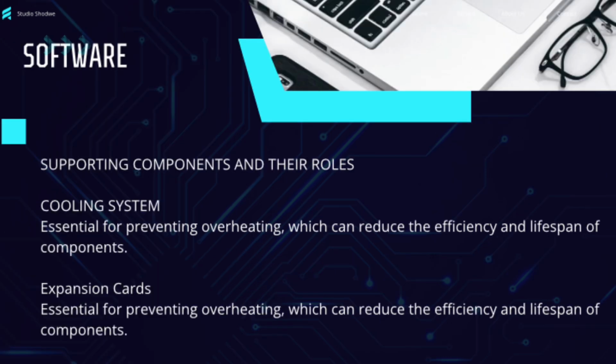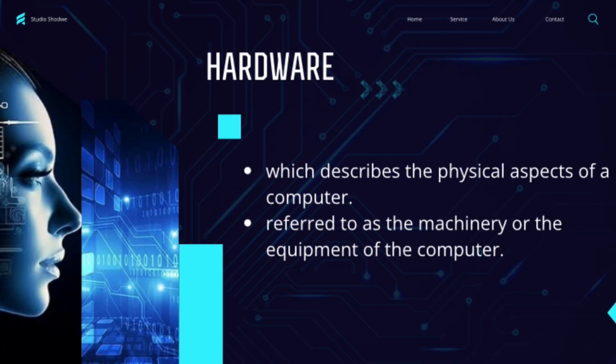Software also has supporting components, which are the cooling system and expansion cards. The cooling system is essential for preventing overheating, which can reduce the efficiency and lifespan of components. And expansion cards are essential for preventing overheating, which can reduce the efficiency and lifespan of components. Now, let's proceed to the hardware.